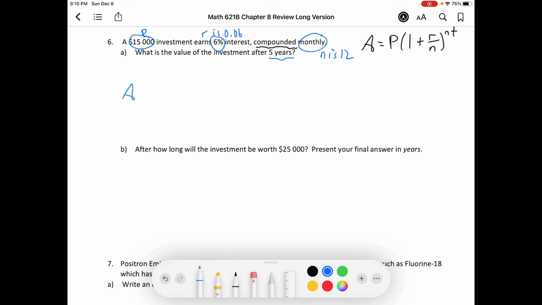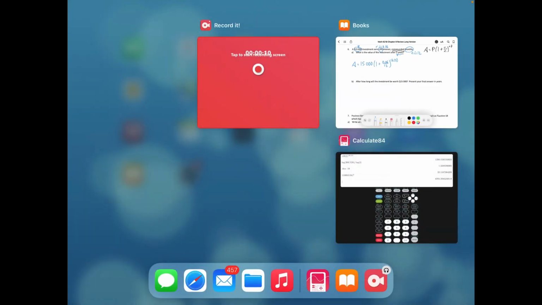So let's plug all this in. A equals 15,000 times 1 plus 0.06 over 12 to the power of n is 12, t is 5. Okay, that 5 years was t. The only thing that I would do here before throwing it in my calculator would be the 12 times 5 in my head. I'd call that 60. Otherwise, you may run into issues in how you input it in your calculator.